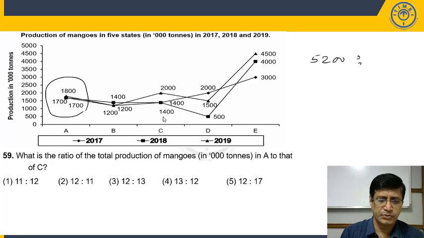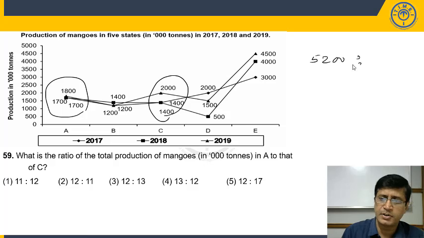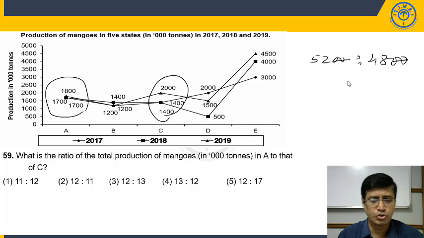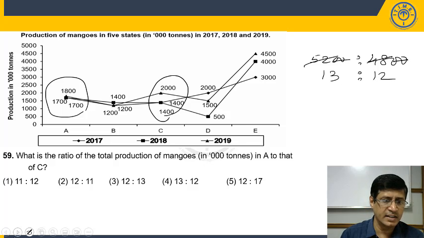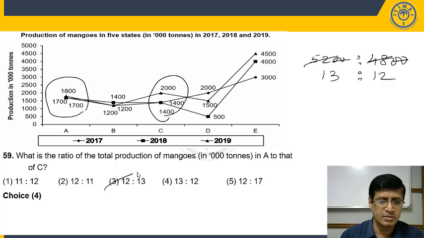So value of C means 1400, 1400 and 2000. Sum of these values. So 1400 plus 1400, 2800 plus 2000, it is 4800. Just simplify, zeros we can cancel, dividing with 4, 13 times and 12 times. The result is 13 is to 12, option number 4. Fourth option is the right option.